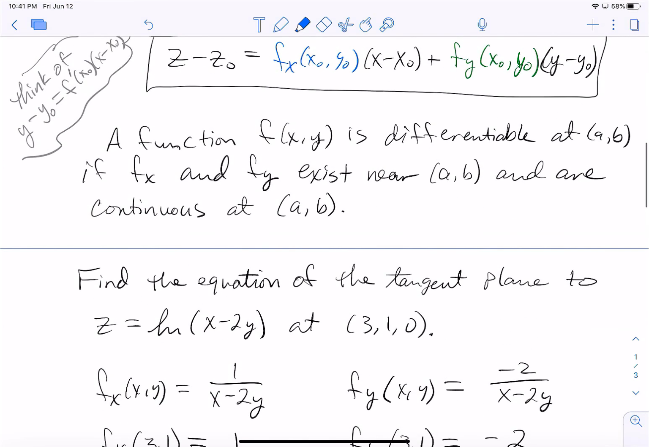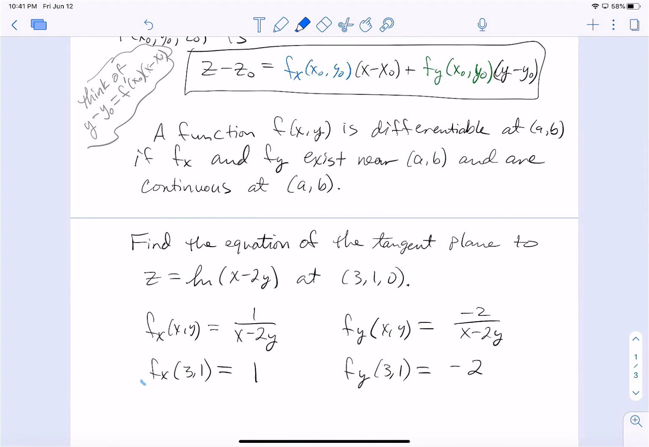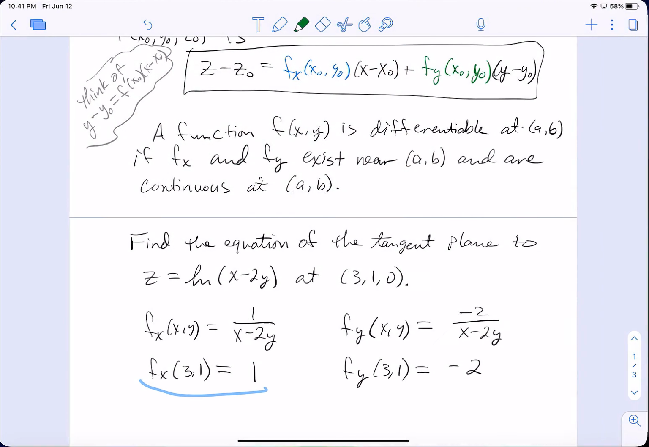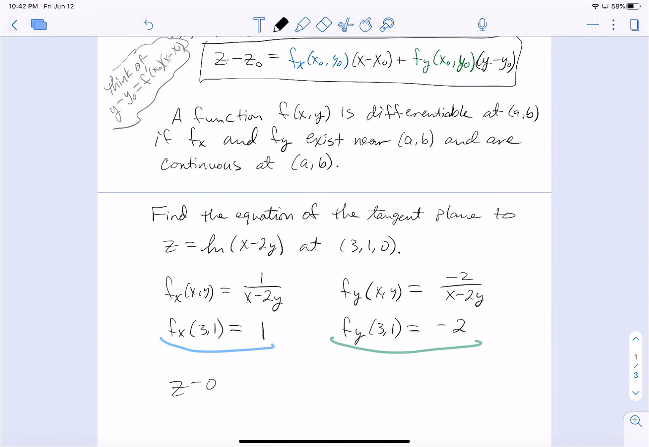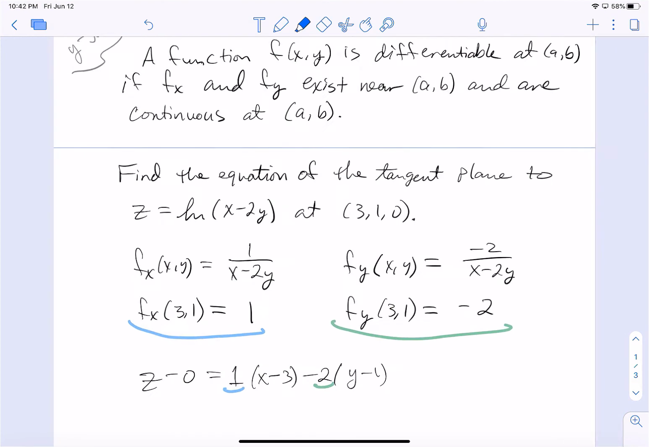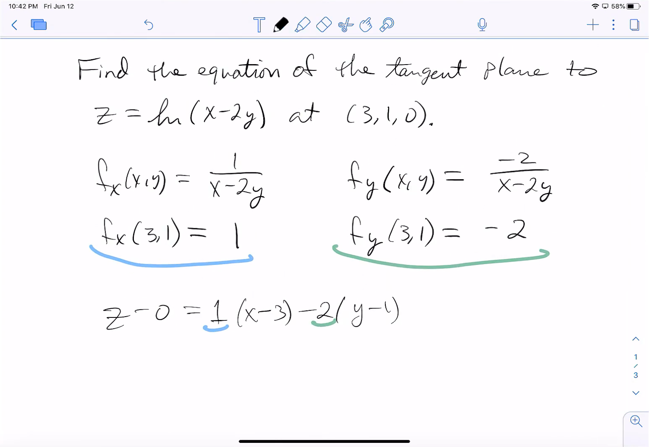In terms of the colors in the equation above, fx is going to be blue, fy is going to be green, and we can start to put this equation together. We've got that z minus 0 is equal to 1 times the quantity x minus 3, minus 2 times the quantity y minus 1, bringing those colors back. Now we can clean this up a little bit. z is then equal to x minus 2y minus 1, or we can write it as x minus 2y minus z is equal to 1, and that's the one I'm going to box.